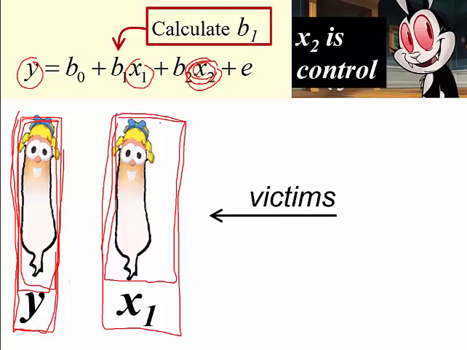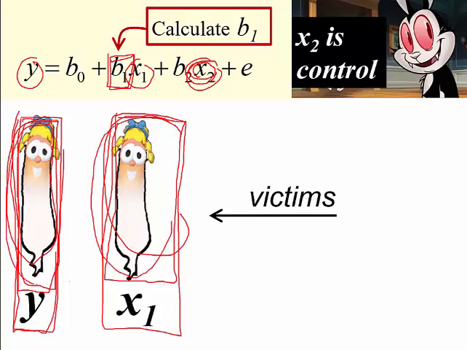And then I'm going to use this residual of x1 to predict the residual of y in a regression equation, and that is actually going to give me what beta 1 is. Beta 1 is what I get if I extract out the residual of x1, and extract out the residual of y, and use the residual of x1 to predict the residual of y. That will give me beta 1.